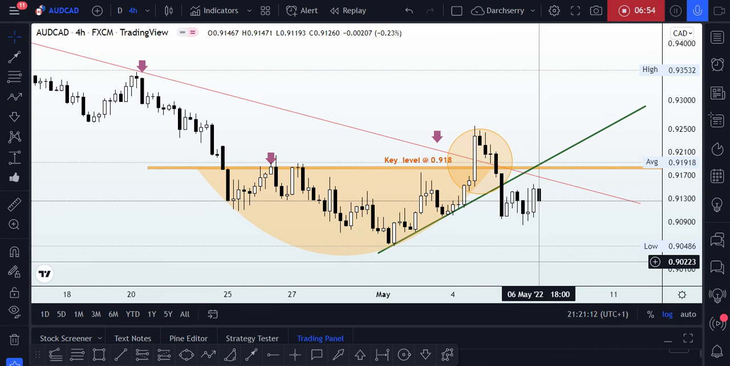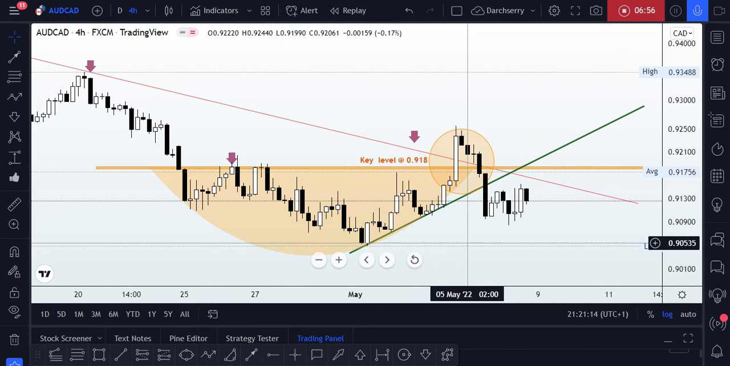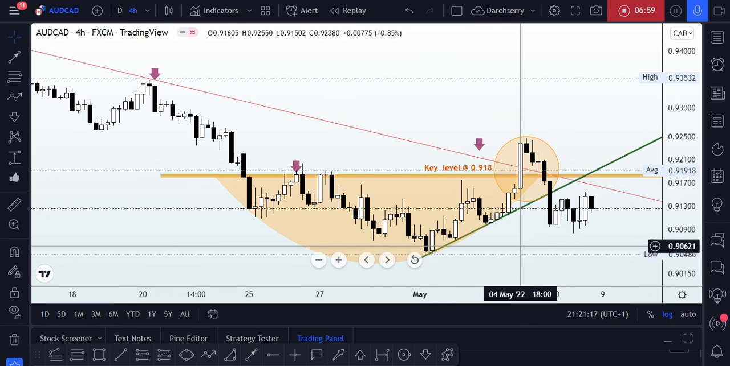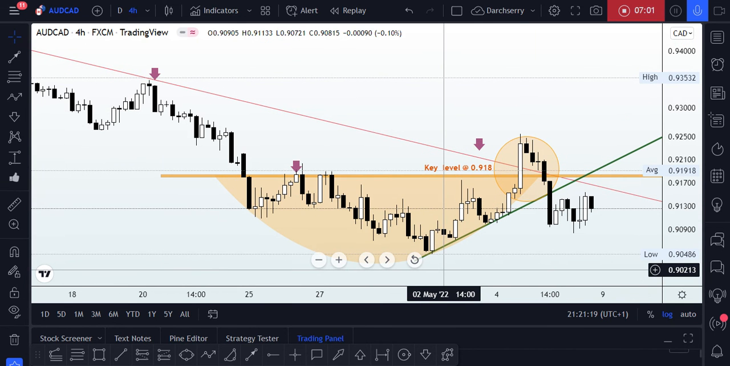So it's pertinent that we remain conscious, watch price action, and allow price action to determine where we are going to go in the new week.